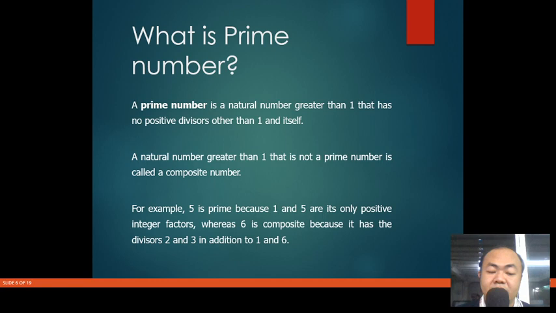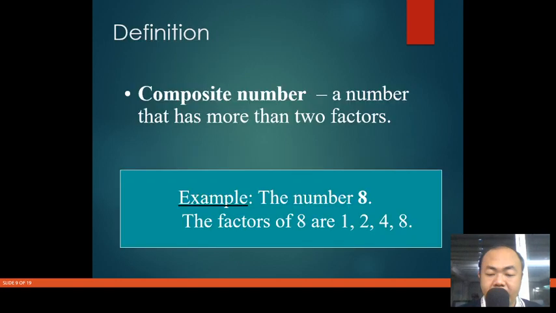Examples of prime numbers: 2, 3, 5, 7, 11, 13, 17, 19, 23, 29, 31, 37, and so on. Composite number: a number that has more than 2 factors. Example 8. The factors of 8, the first pair is 2 and 4, the second pair is 1 and 8. You have 4 factors for 8, so it has more than 2 factors, and we call this number a composite number.